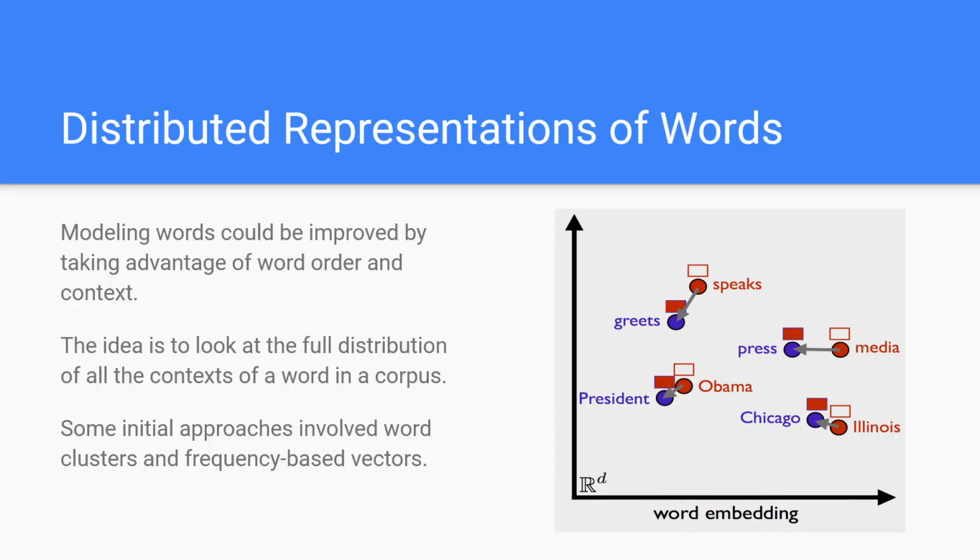So what's the solution to this? What do we do if vectorizing in a simple manner is not working properly? The solution is a distributed representation of words. Now, if we are modeling words for a computer, if we are teaching a computer to understand words and a language, then it would be better if they also factored in context and word order.